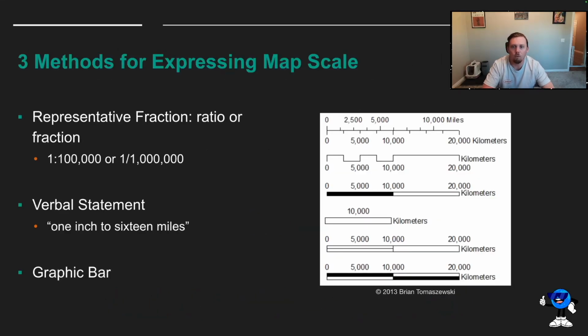There are 3 methods for expressing a map scale. This relationship between the real world and the map can be expressed as a representative fraction. An example of a representative fraction would be a map scale of 1 to 24,000, which means a measurement of 1 unit on the map would be equal to 24,000 units in the real world. For instance, 1 inch on a map would be the same as 24,000 inches in the real world. 1 foot on the map would be equal to 24,000 feet in the real world, and so on.